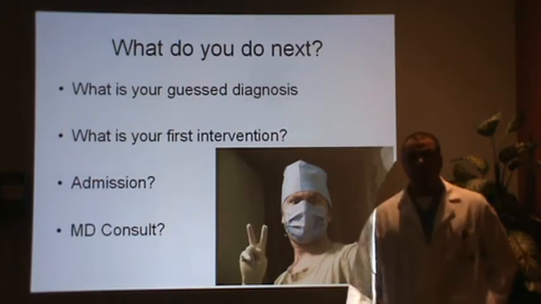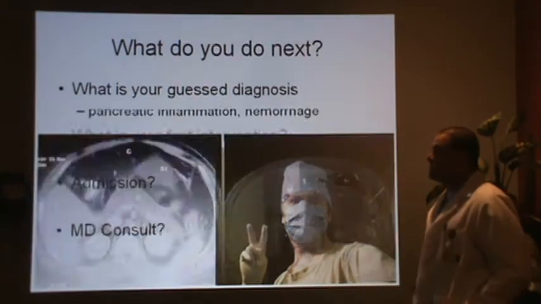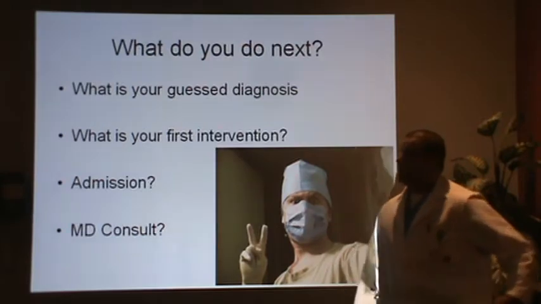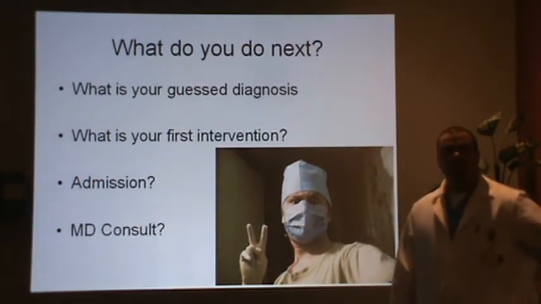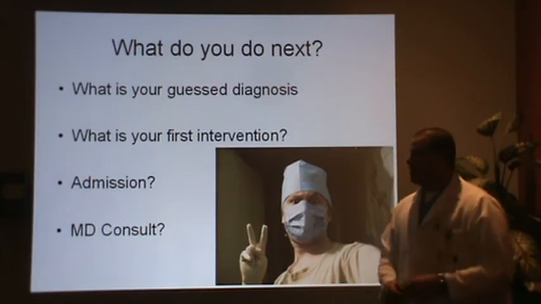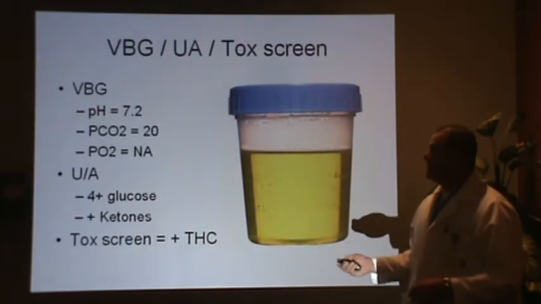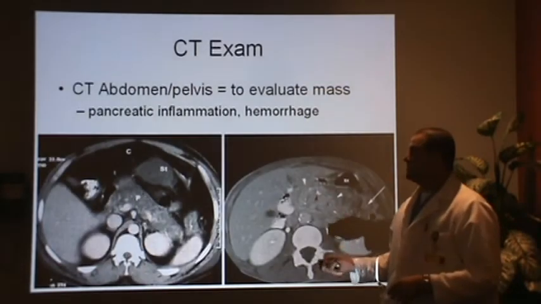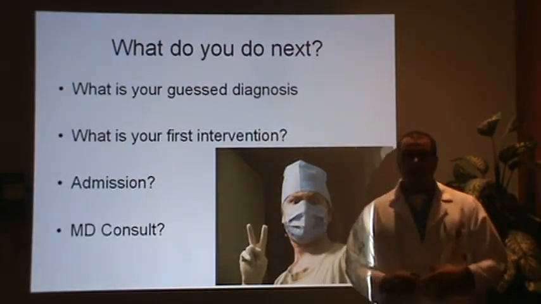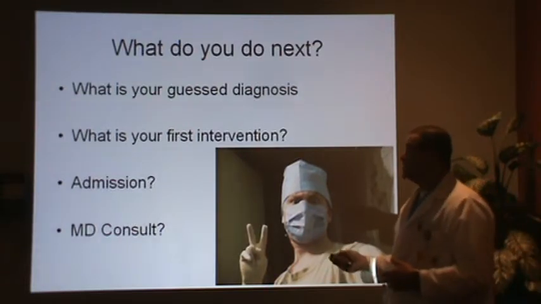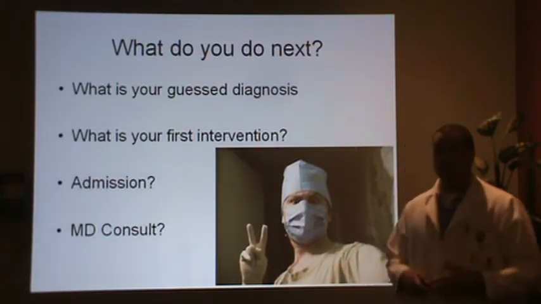We're going to pick up where we left off, which was the CT scan. We'll go back to that here in just a few seconds. But we want to talk about what you would do next in a case such as this. If you go back a couple of slides and you see the lab work that we've done, the venous blood gas analysis, the CT scan, your best guess diagnosis, of course, is most likely hemorrhagic pancreatitis. What would be your first intervention, admission, and consultation?